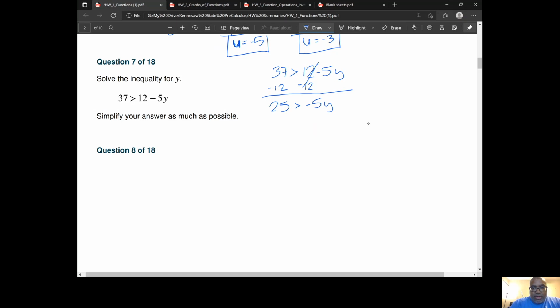Negative 5y. Divide by negative 5. Now, this is where the trick comes in. Whenever you divide by a negative number, you switch the inequality. So I get negative 5 is less than y, or y is greater than negative 5. All right, you can leave it in the first way if you like, but really we're supposed to write it this way.